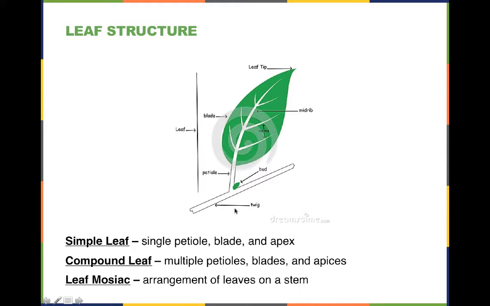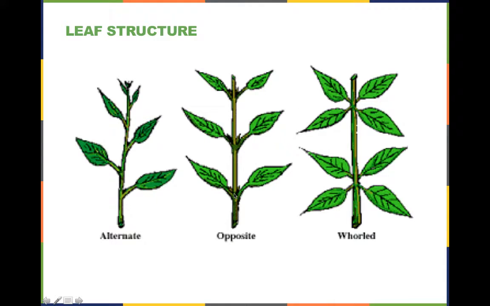The arrangement of leaves on the stem is what's known as the leaf mosaic, and there are three types of arrangements. There's the alternate arrangement, the opposite arrangement, and then what's known as the whorl arrangement. And here's an example of that. Here's the alternate arrangement, where you have a leaf here and then alternating on the other side and then on the other side like this.